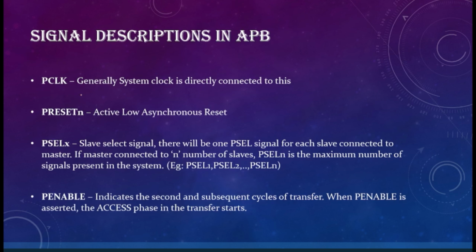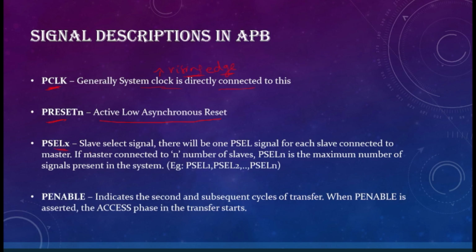Since we have already talked about the signals, let us have a quick review. PCLK is the system clock, directly connected to this PCLK. The PCLK is always on the rising edge of the clock, which means the transfer takes place on the rising edge. Then PRESET: in APB the reset is an active low asynchronous reset. That means when the clock is on the rising edge and the reset is active low, then the transfer takes place.